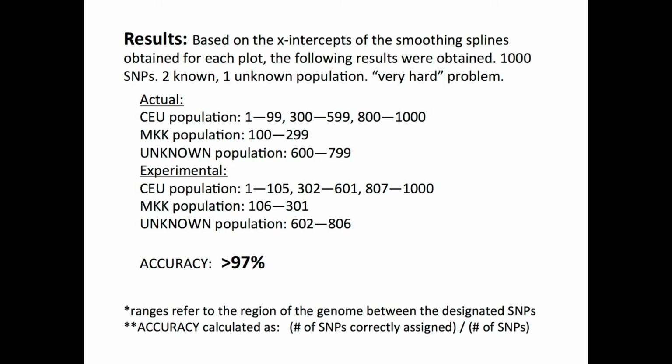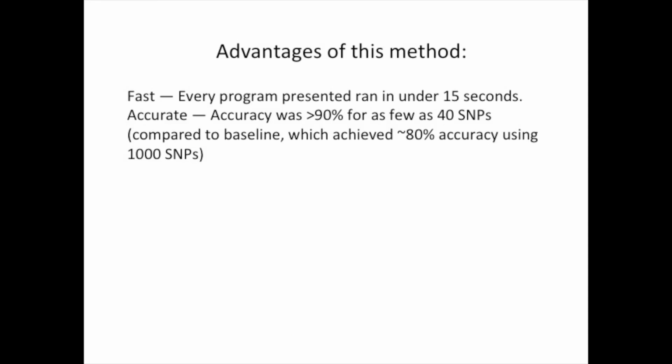The reason that this latter method outperformed baseline was because the baseline method necessitated manually determining the locations of recombination, and there's a lot of subjectivity in that, and that's also a stage where bias and human error can come into play and affect your results. So this method is accurate. Accuracy was greater than 90% for as few as 40 SNPs, compared to baseline, which received 80% accuracy using 1,000. This method is fully automated and fast. It's faster than baseline, if for no other reason than the fact that the baseline method requires manual labor.